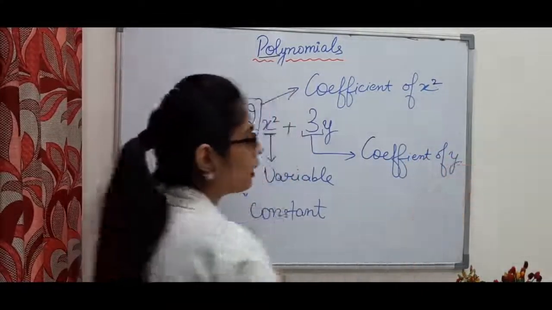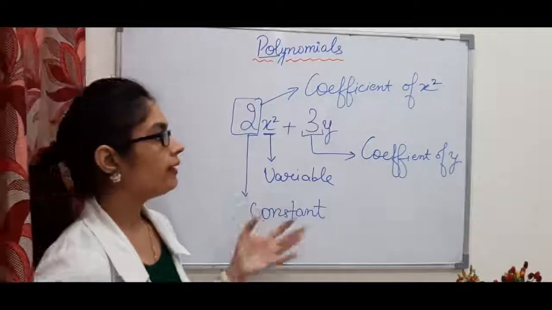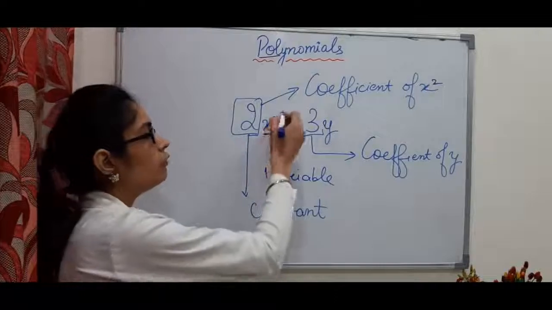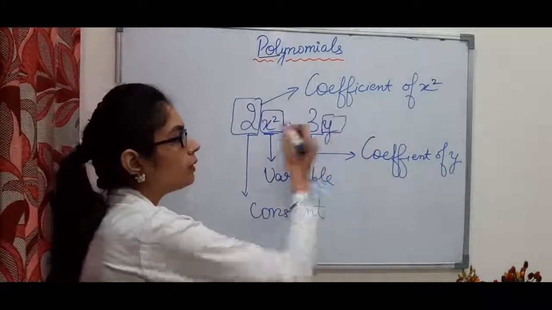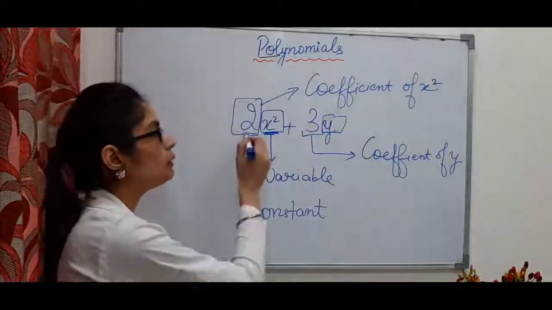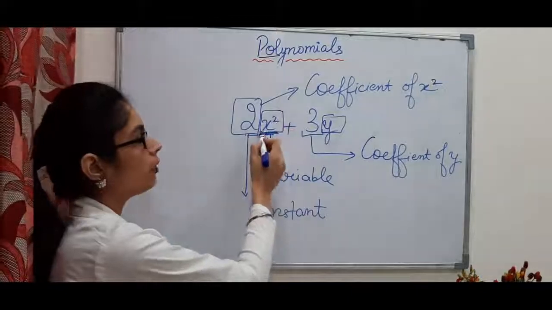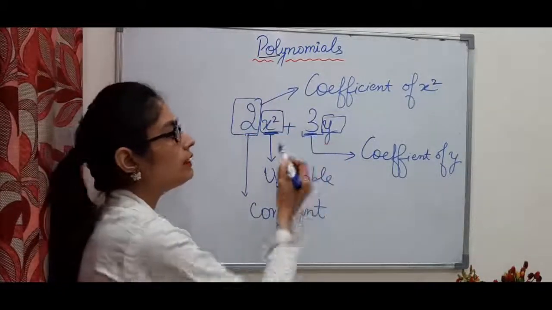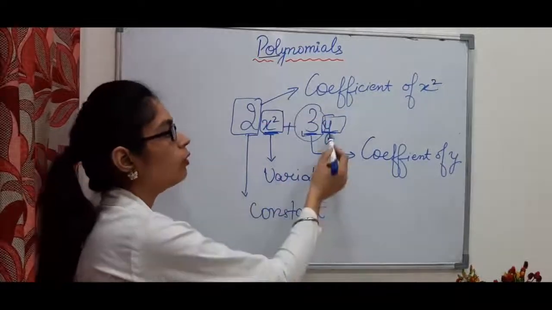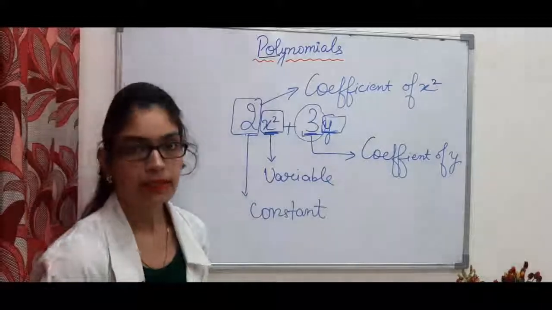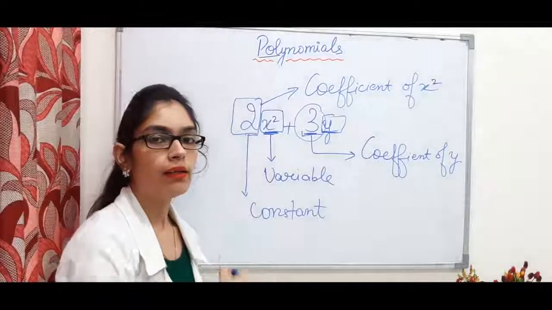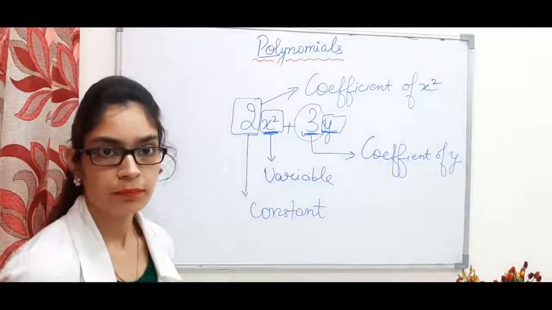These are the few terms which we need to know, only then we will be able to solve exercise 2.1. So the number which is written with a variable is also known as the coefficient of the given variable. This 2 is the coefficient of x square because x square is written with it, and this 3 is the coefficient of y. So a number is also the coefficient of the variable with which it is written. Now let's do exercise 2.1 and apply all the learned concepts in that exercise.